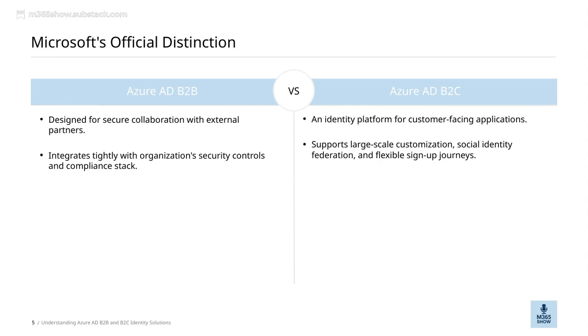On the other hand, Azure AD B2B is designed for secure collaboration with external partners. It makes it easy to invite external users into your organization's resources while maintaining control over security and access. Importantly, both solutions integrate tightly with your organization's existing security controls and compliance stack, ensuring you can meet your security requirements without sacrificing user experience. By understanding these key differences, you can choose the right solution depending on whether you're focusing on customer engagement or partner collaboration, aligning with the broader theme of delivering secure, scalable identities.